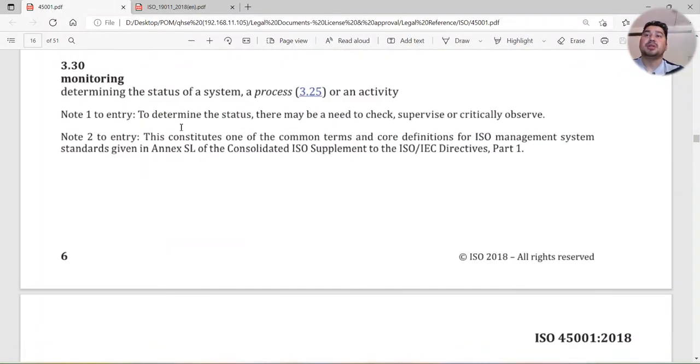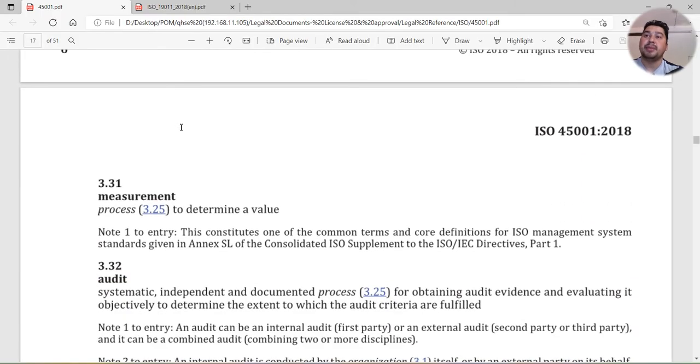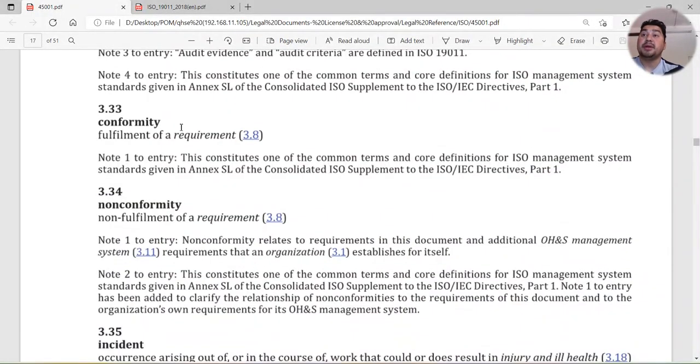Monitoring: determining the result status of the system, a process or an activity. You have to check monitoring, measurement, process to determine a value. Audit. Conformity, non-conformity. Okay, conformity means fulfillment of a requirement. NC, you may have heard this word, non-conformity. NC means non-fulfillment of a requirement.